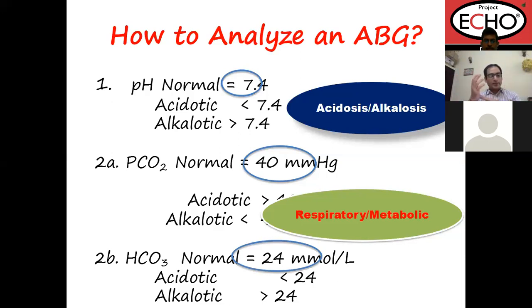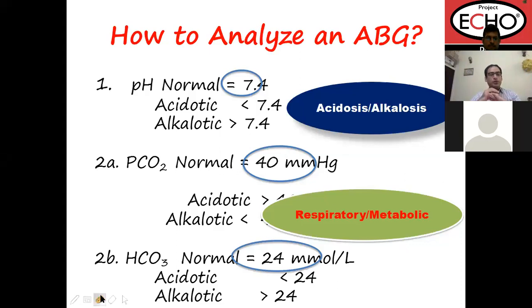Now the second step is, once we have labeled that this blood gas is showing acidosis or alkalosis, the second thing is we need to know the reason. Is it metabolic or is it respiratory? If it is respiratory, the second thing is we have to look at the CO2.